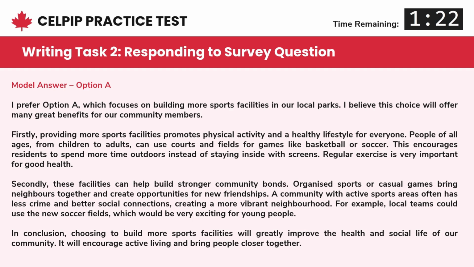This explanation will show why the model answer for option A is effective. You can pause the video now to read the full answer if you need more time. The response clearly states a preference for option A and provides strong reasons for this choice. For instance, it argues that sports facilities promote physical activity and a healthy lifestyle. It also explains how they help build stronger community bonds.